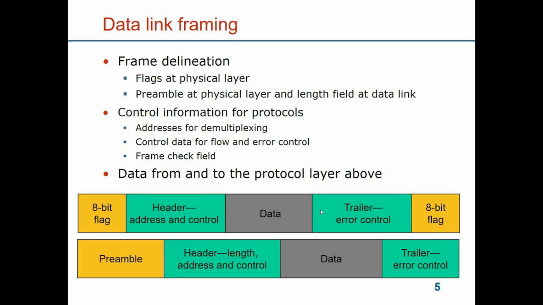Approaches to framing in computer networks: character counts, flag bytes and byte stuffing, bit stuffing, length field, and clock-based timings. The advantage of framing in the data link layer: framing is used continuously, with time-division multiplexing.